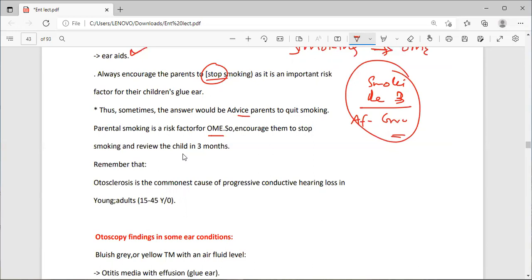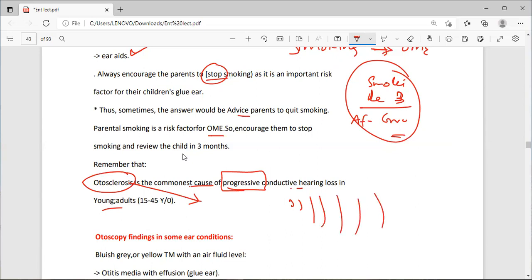Remember that otosclerosis is the commonest cause of progressive conductive hearing loss in young adults. I will tell you about otosclerosis, but just remember here that it is a progressive conductive hearing loss. Slowly and gradually, your conductive hearing loss will increase, okay? And it is also present in young adults.